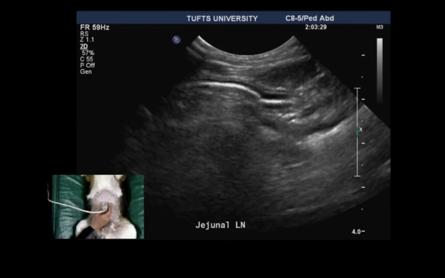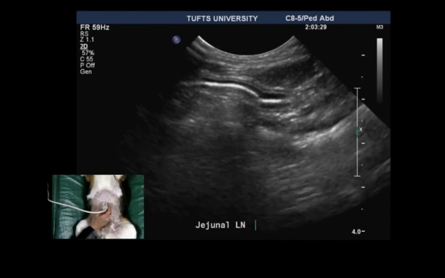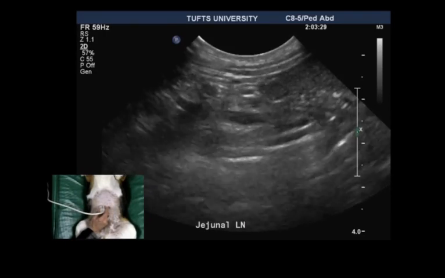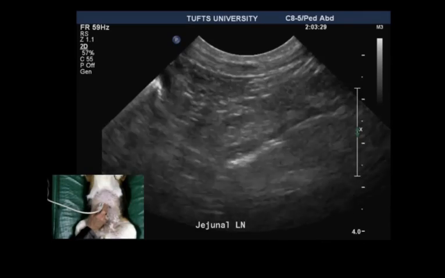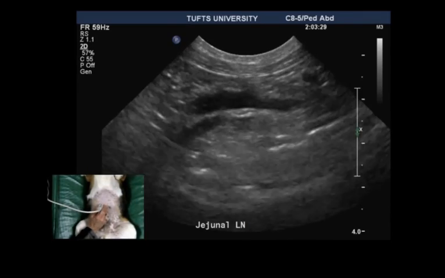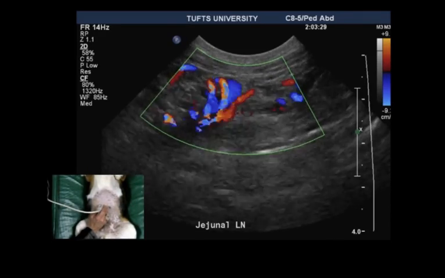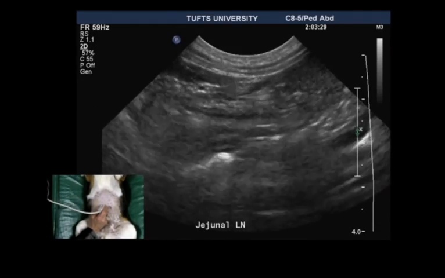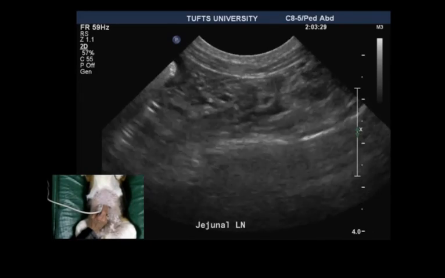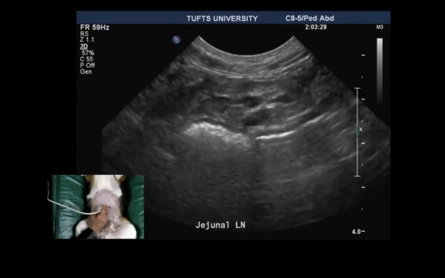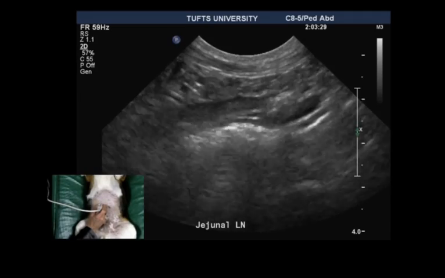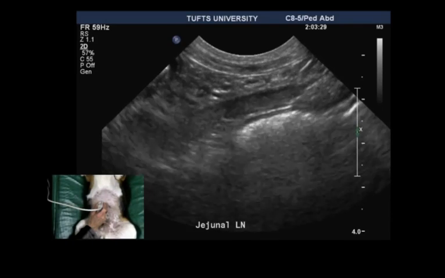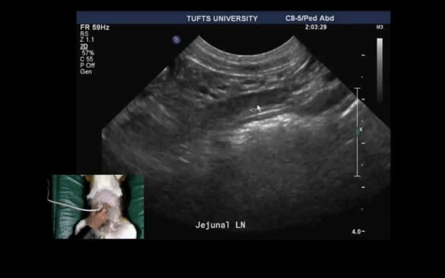The jejunal lymph nodes are commonly identified in the mid-central abdomen. We search for the cranial mesenteric vessels that are useful landmarks, and they can be outlined using color flow Doppler. The jejunal lymph nodes are located on each side of the vessels. They drain the jejunum, ileum, and pancreas. The entire chain is often difficult to fully evaluate if there is gas in the adjacent intestinal loops.